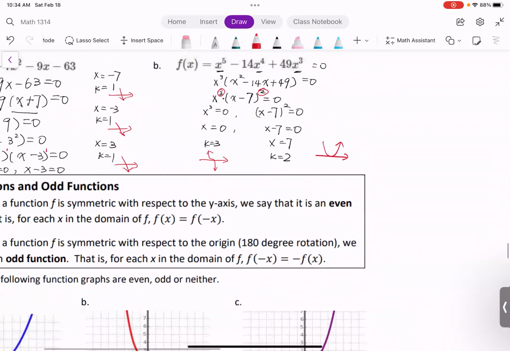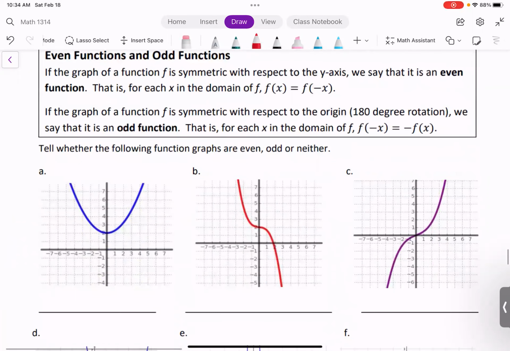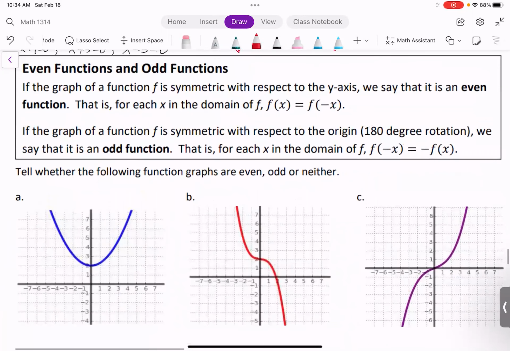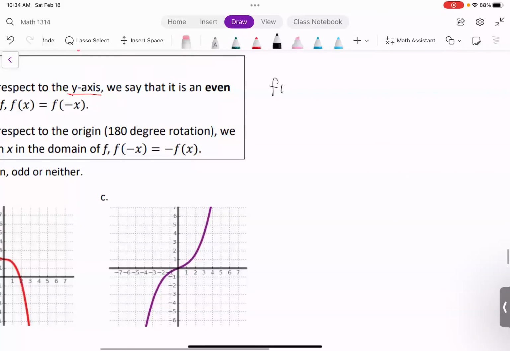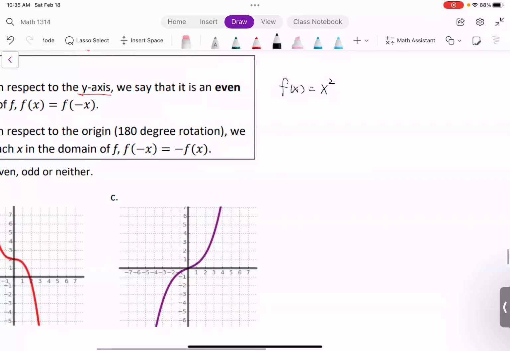Okay, let's see the next part, even function and odd function. If the graph of a function is symmetric with respect to the y-axis, we say that it's an even function. That's for each x in the domain of f, f of x equals f of negative x. For example, f of x equals x squared. This is an even function because the graph is symmetrical along the y-axis.